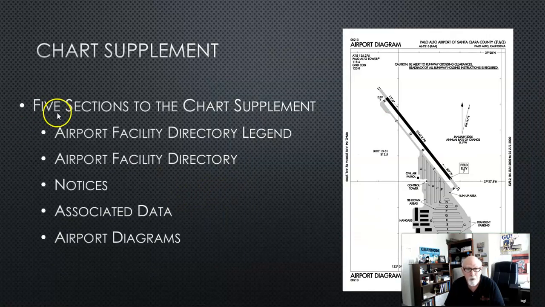The chart supplement, again, has 5 sections to the booklet. You have the Airport Facility Directory Legend, which will give you the key to all of this information. The Airport Facility Directory, which, again, we'll look at in specifics, and they're covered in 5C. Notices that give you specific information that might change from time to time. Associated data to include FAA data and other data that you might need. And then at the end, you have airport diagrams of selected airports in the directory.